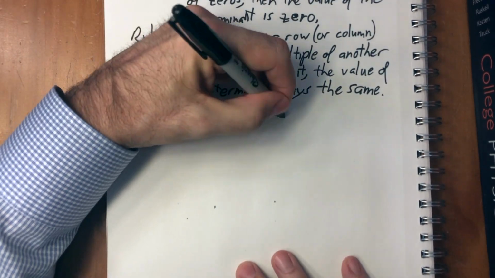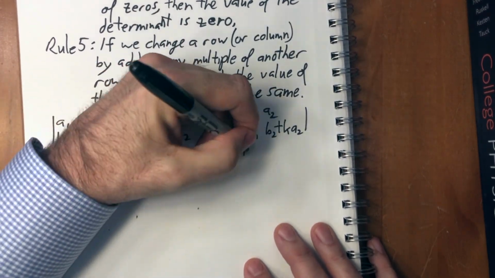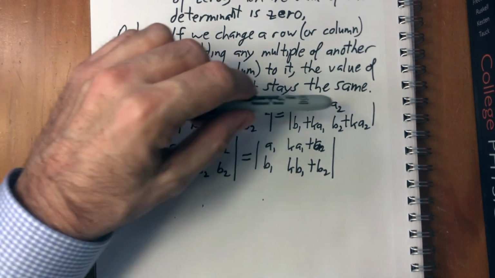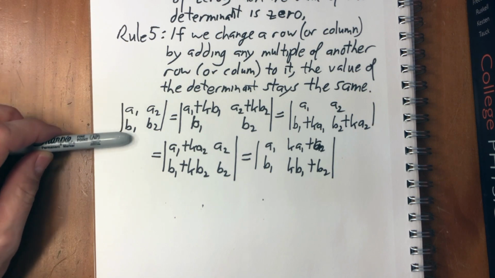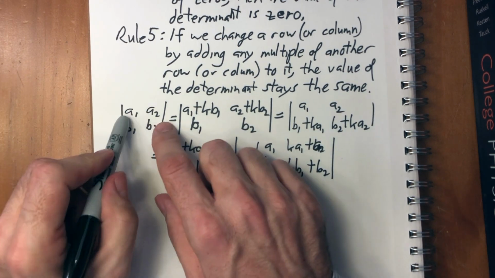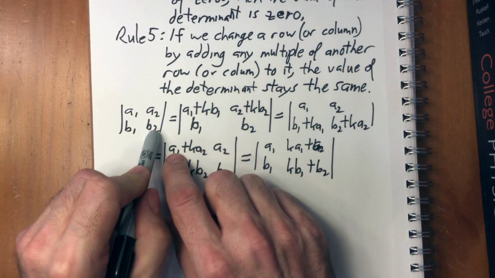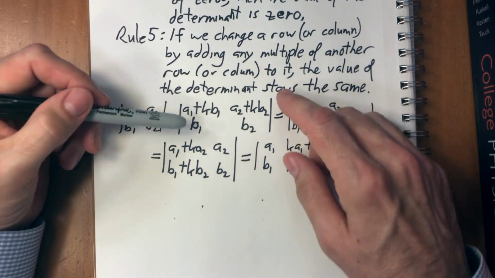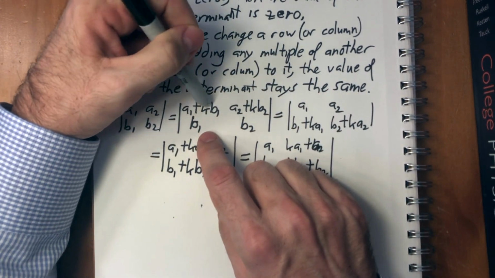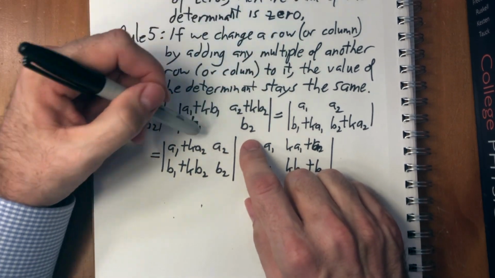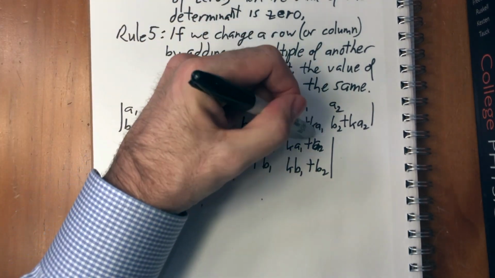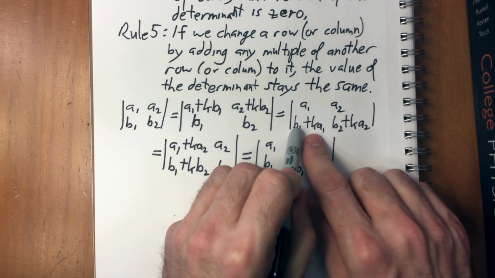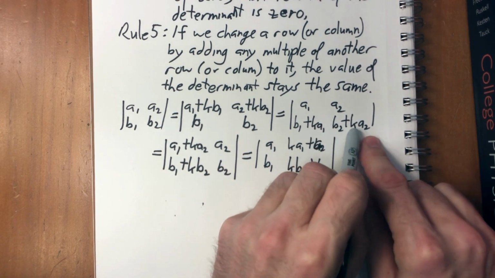So for Rule 5, let's look at what it means. Okay, so this looks like a mess, but it's not that hard. What we're doing here is, in each one of these, adding a multiple of one row to the other row. So here, the first matrix is A1, A2, B1, and B2. Here we take B1, B2 and add a k multiple of it to A1, so the first row becomes A1 plus kB1, and then A2 plus kB2. Same thing here, this time going down. We're adding a k multiple of A1, A2 to B1, B2, so it's B1 plus kA1, B2 plus kA2.